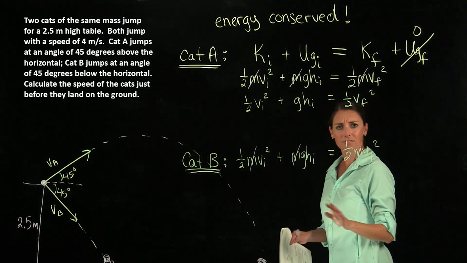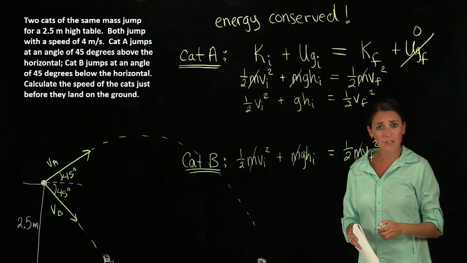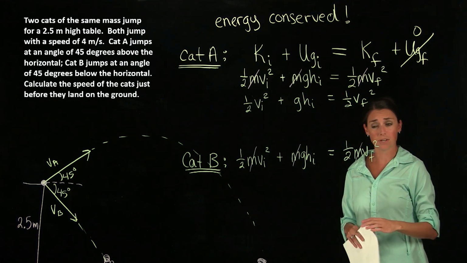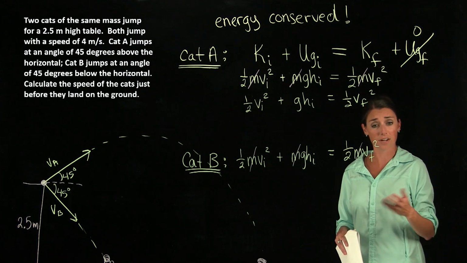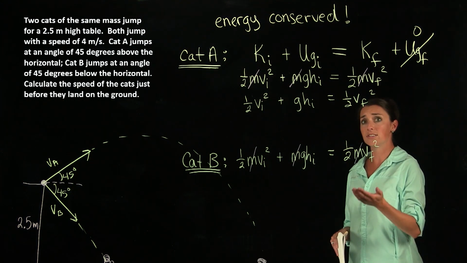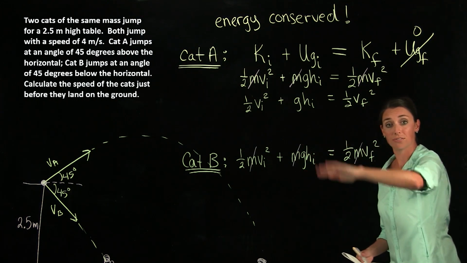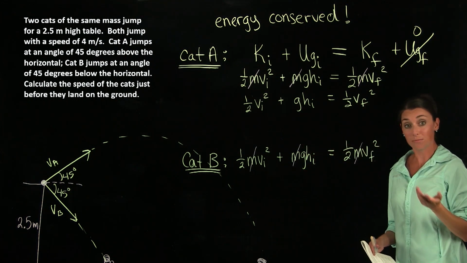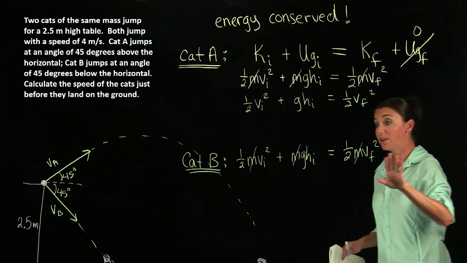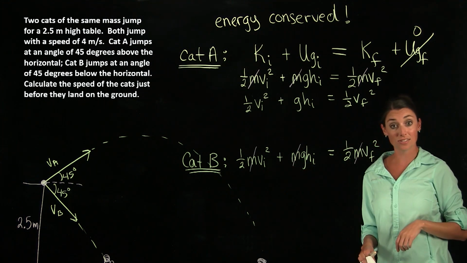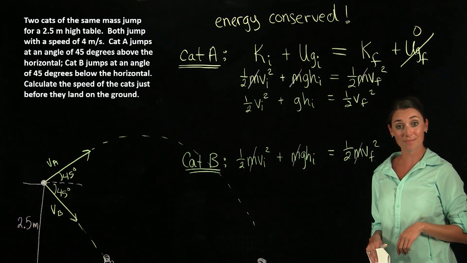So we didn't need any of those fancy projectile motion equations in order to solve this. We can use a very simple energy conservation approach and get the same answer, only doing one thing. I don't need to solve this twice. I can see right now that those are going to give me the exact same answer. So I'm going to erase this part and let's get this thing solved. Let's figure out what the speed is of both cats.